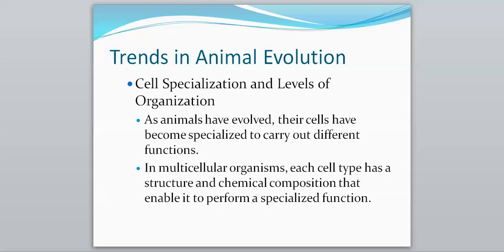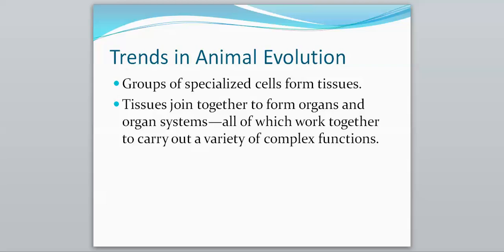So in multicellular organisms, humans being one of those, each cell type has a structure and chemical composition that enable it to perform a specialized function. And just a quick review of how those specialized cells are organized: groups of cells form tissues, and then groups of tissues join together to form organs, and then groups of organs come together to form organ systems, all of which work together to carry out a variety of complex functions. So hopefully that should be a review. We should all know how we are made up, how our cells specialize, and how they're organized.